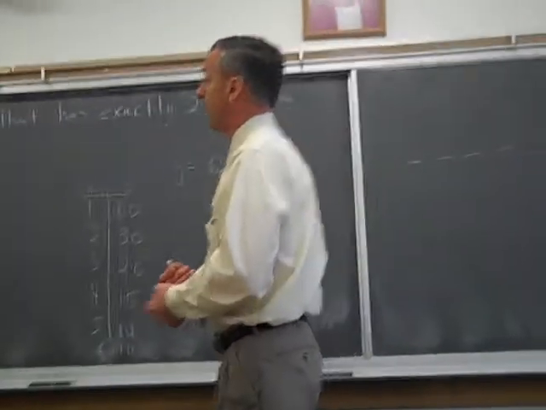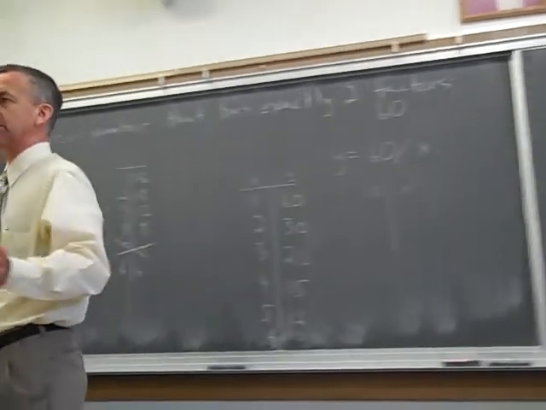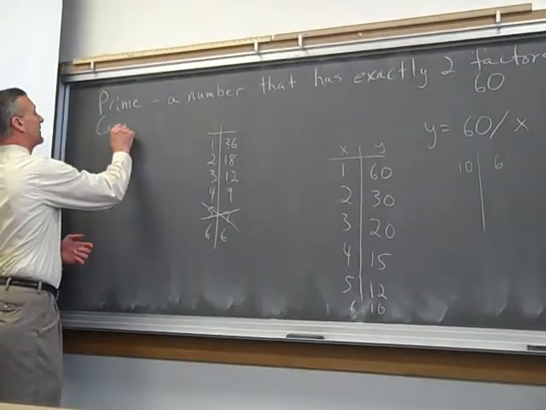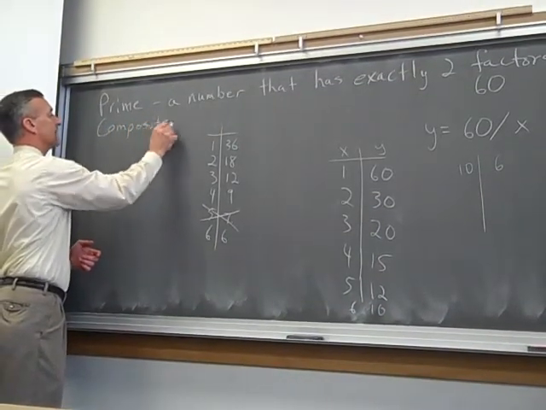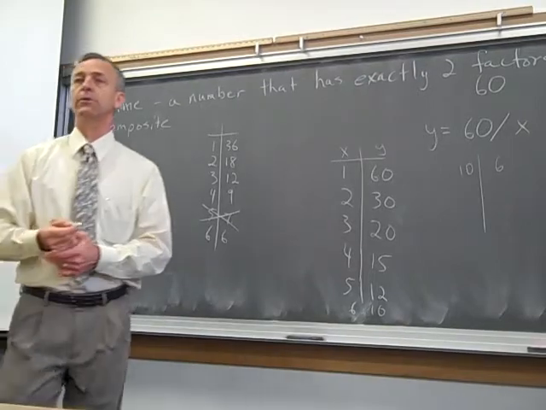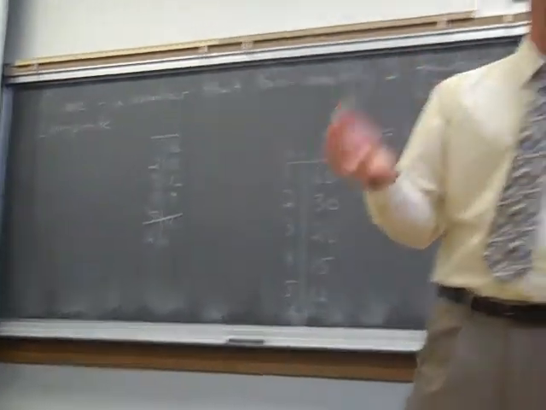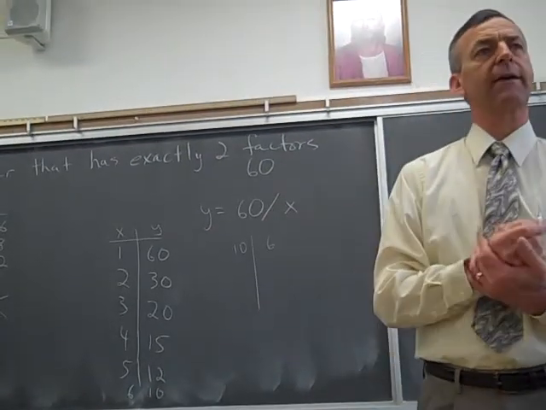So if they're not 1 and they're not prime, what are they? What's the other one? Composite. Composite. And composite numbers are what then? How would you define those? A number that has more than 2 factors.